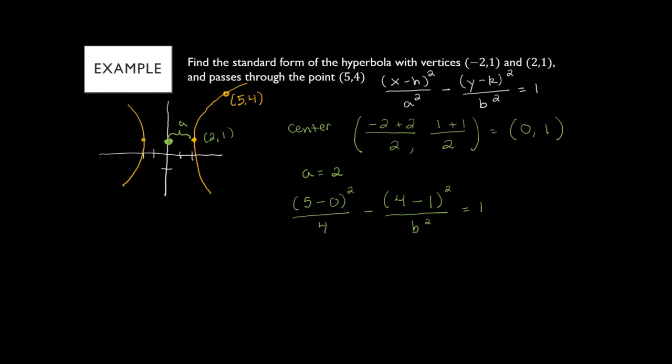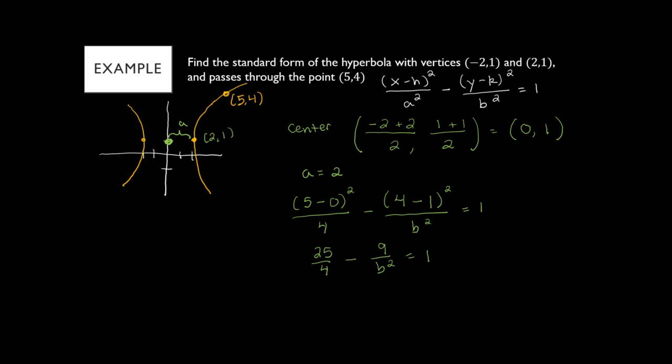So we have 5 minus 0, so that's 5, 5 squared. So we have 25 over 4. 4 minus 1 is 3, 3 squared is 9, so that's 9 over b squared equals 1. And so we want to solve this for b squared.